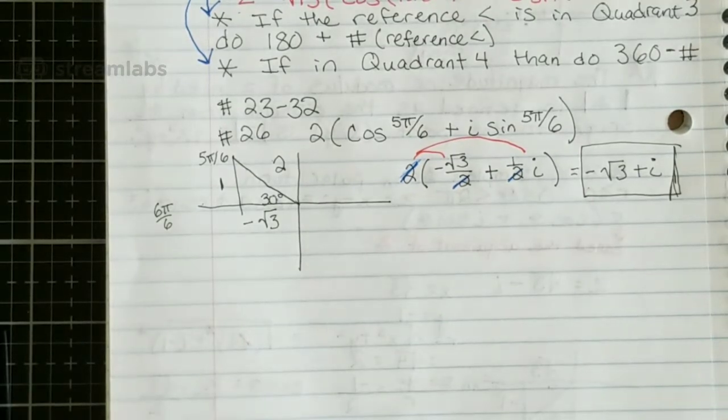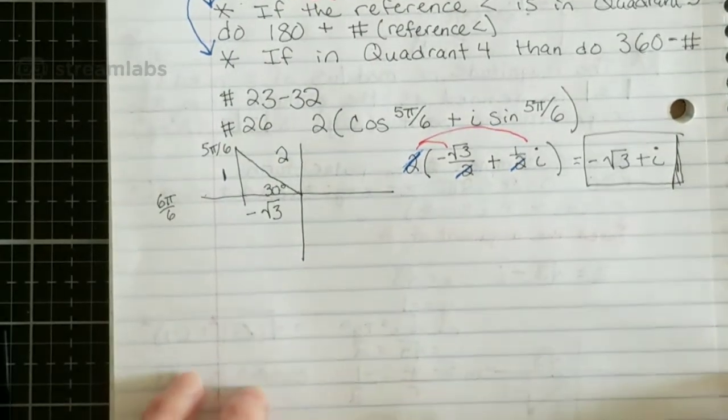Okay, now we've got some more definitions. This is products and quotients of complex numbers.